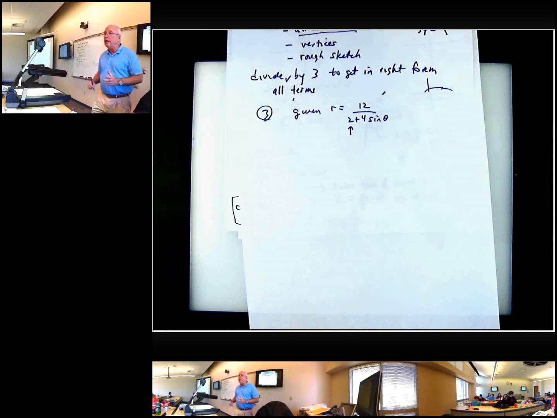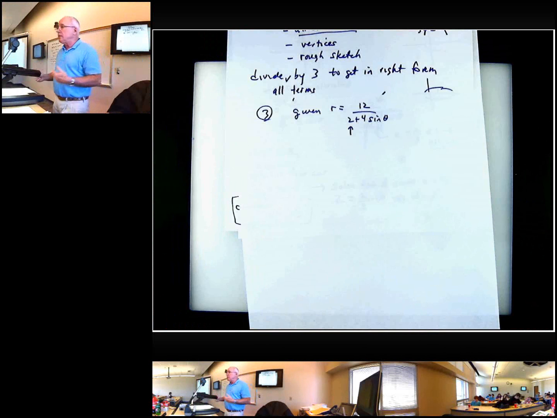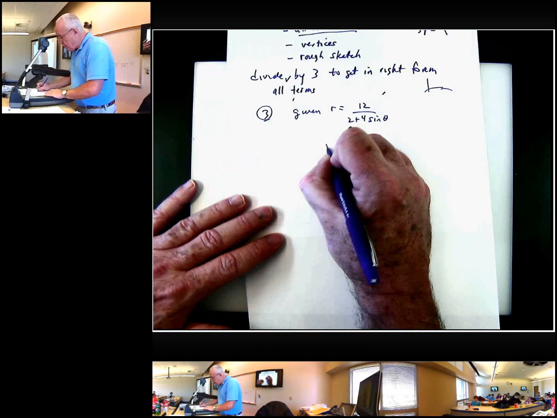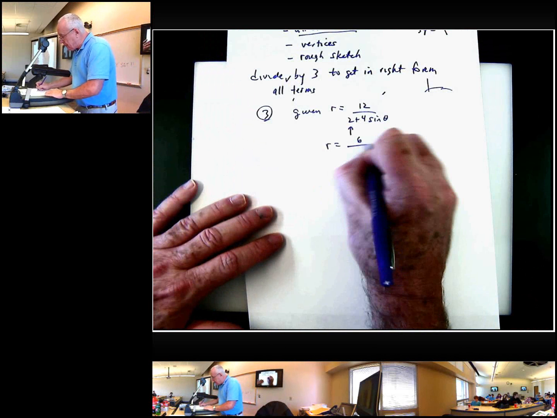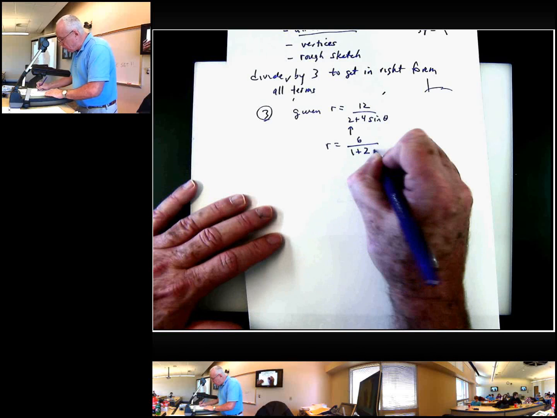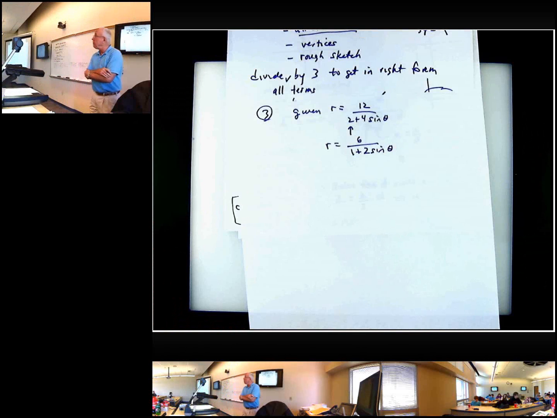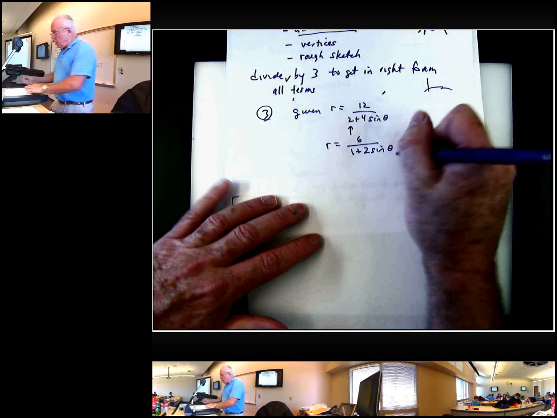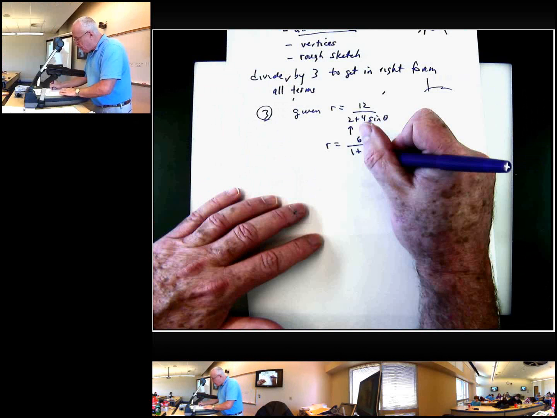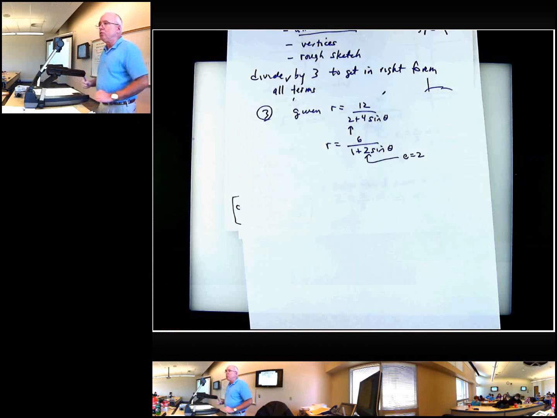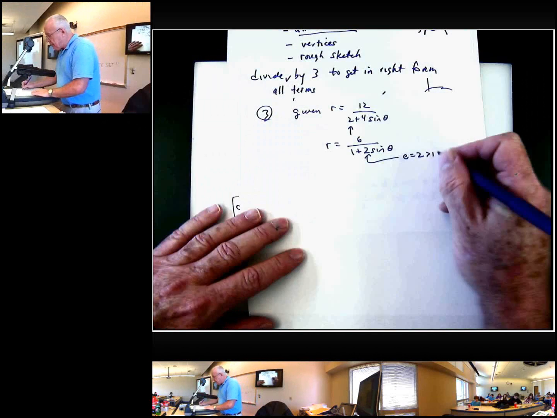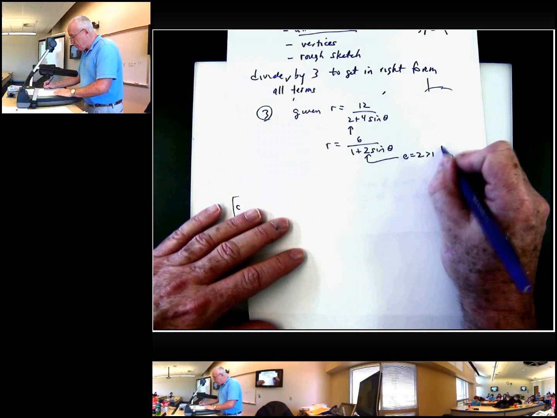2 a 1, so we're going to divide everything top and bottom by 2. So that's going to be r is equal to 6 over 1 plus 2 sine of theta, to get it in the right format. Right here then we read that our e is equal to 2. Since that's obviously bigger than 1, we have a hyperbola.